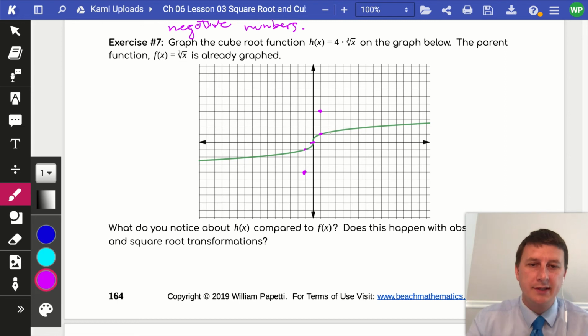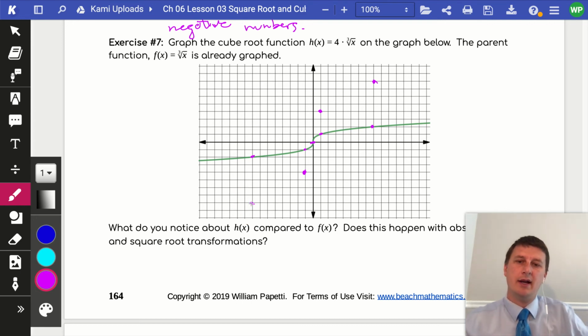Our next point that we see is going to be over here, and that's going to be the point (8, 2). But instead of 8, 2, we're going to multiply that by 4, and it's going to be (8, 8). And same thing over here at (-8, -2). It's going to be (-8, -8).